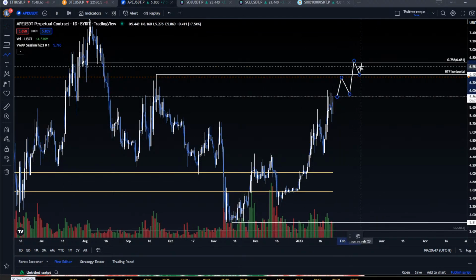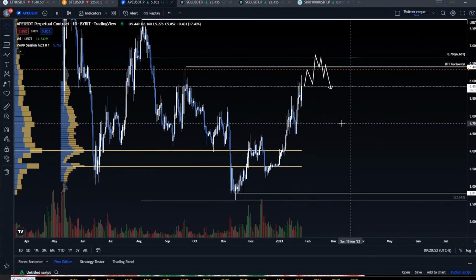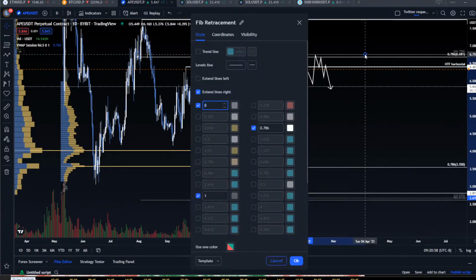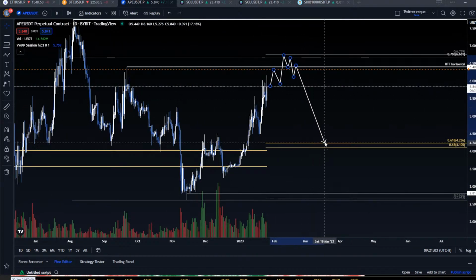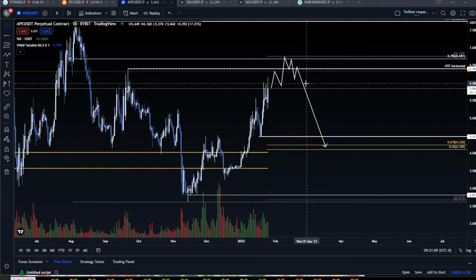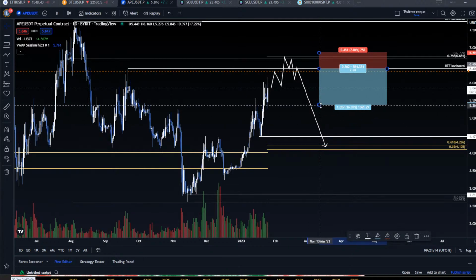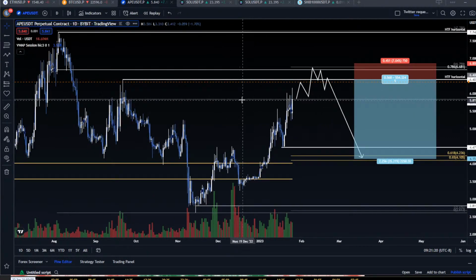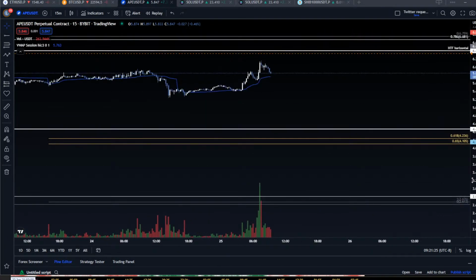Something like this. This low looks like a likely target of some kind. Of course, I'm extending fibs that don't exist yet. But it'd be interesting to come down and sweep this low for a target. Again, looking for local structure as well when this level approaches.